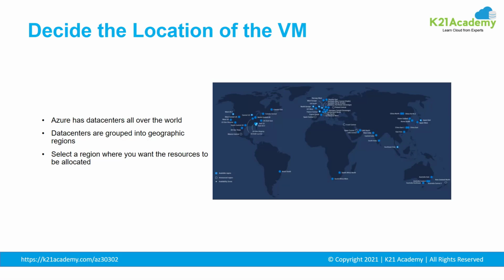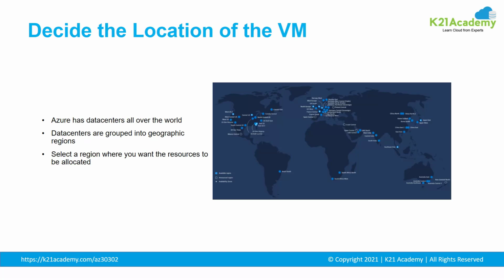One is to provide better performance. The latency will be reduced if you are choosing a region that's closer to you, so that your users can easily access it. Secondly, it's about legal compliance. Like I said, if it's a military organization, they don't want their data to be stored in some other country. So this is about data residency.